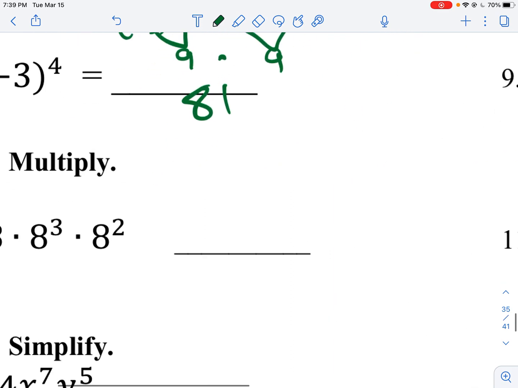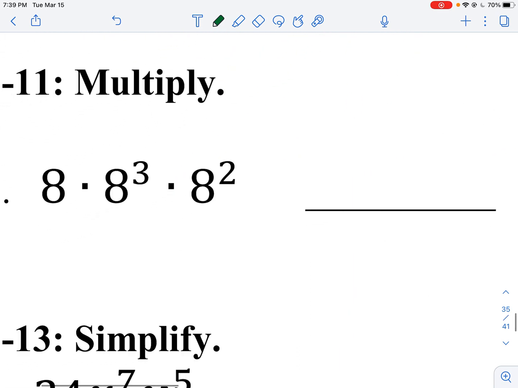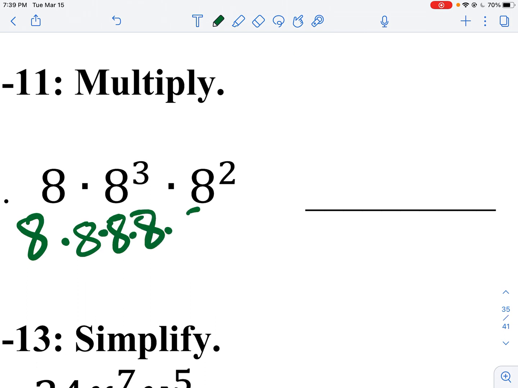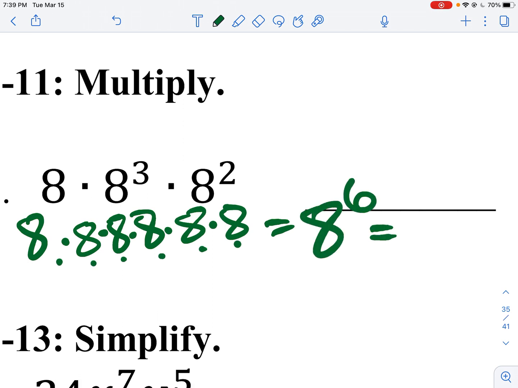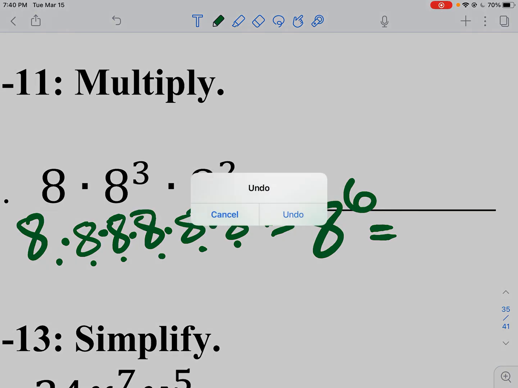Okay, so then this one, I'm going to actually multiply it. So I have 1 8. I have 1, 2, 3 8s. I have 2 more 8s. How many 8s do I have? 1, 2, 3, 4, 5, 6. So 8 to the 6th power.